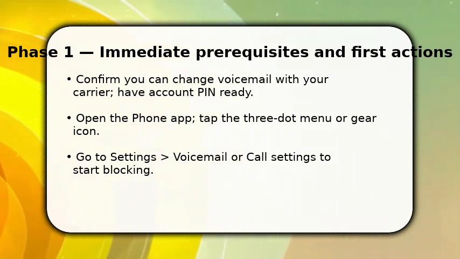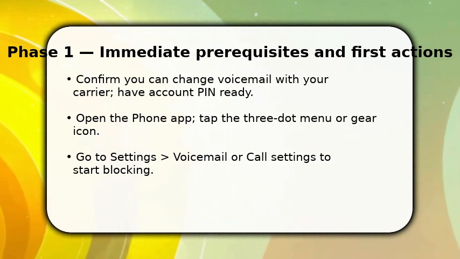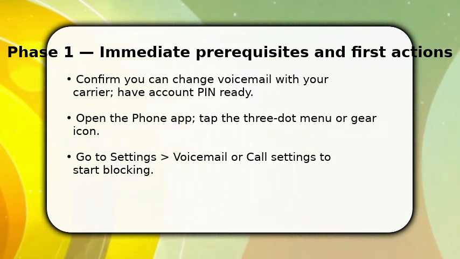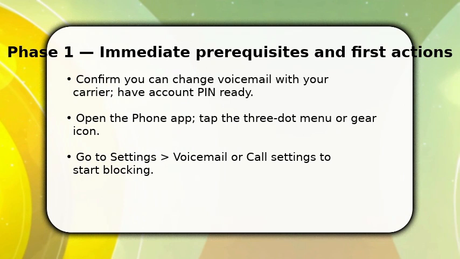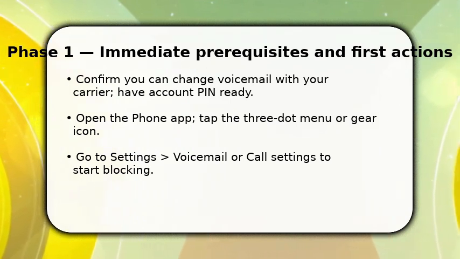Once there, tap Settings, then Voicemail or Call Settings. This is the screen you'll use to disable or reroute voicemail. Make sure to note the current voicemail number before changing it so you can restore it later if needed.